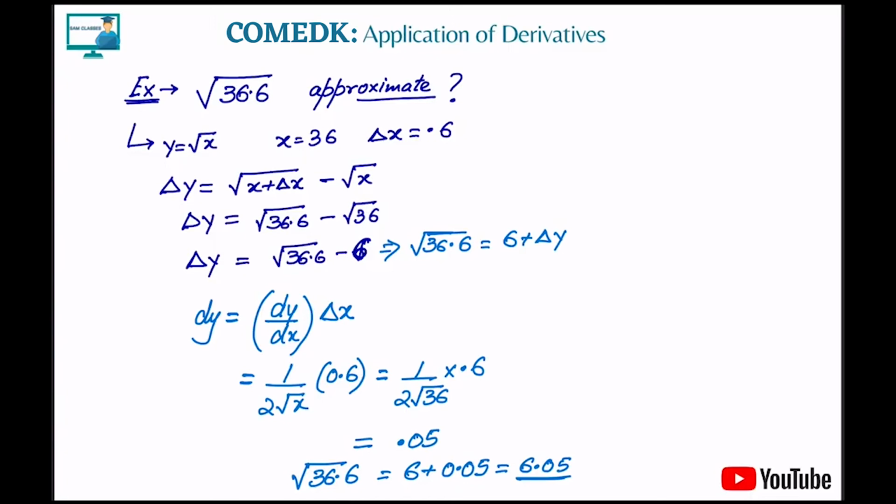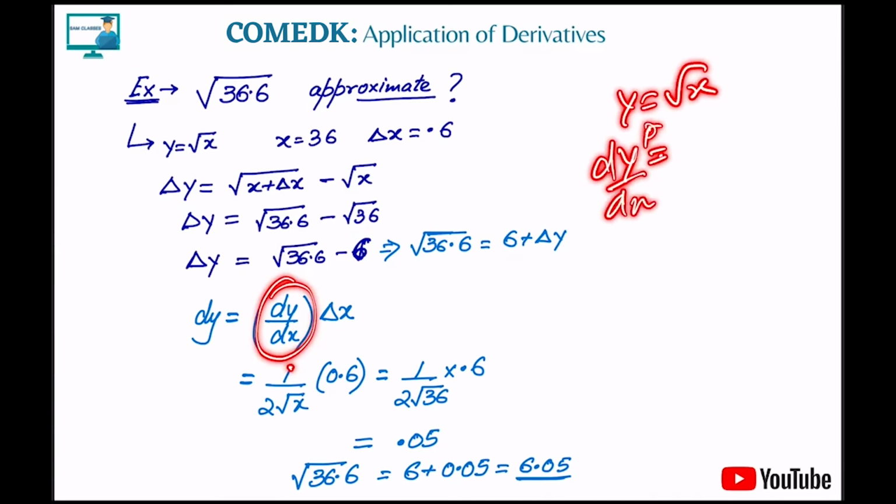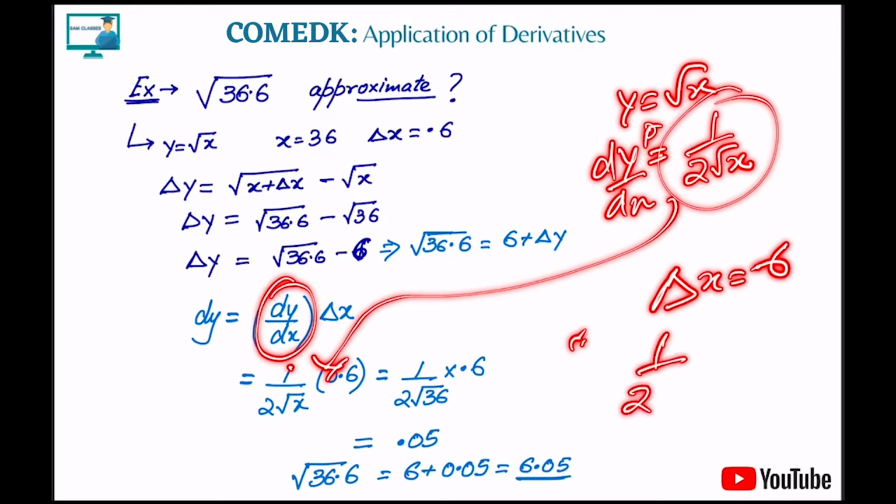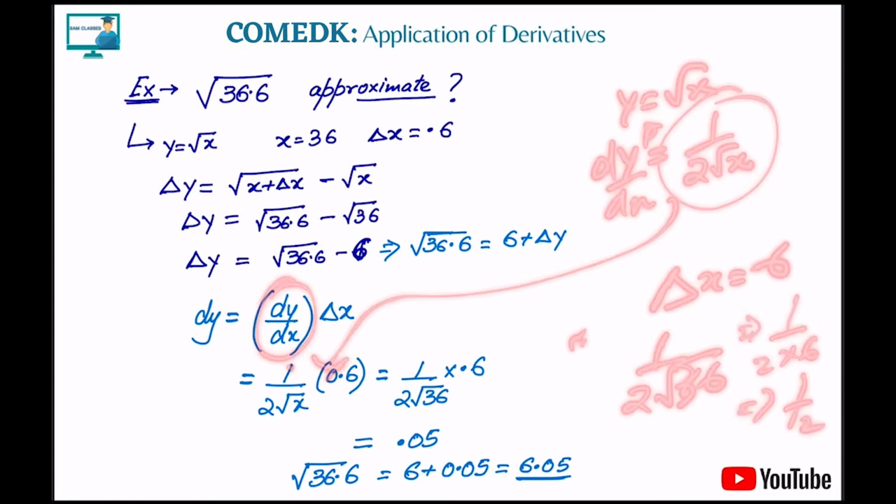So I already know dy by dx. y is equal to root x, so y dash, or the derivative of y, or dy by dx, is equal to 1 by 2 root x, correct. I'll substitute that, and delta x is 0.6. In 1 by 2 root x, put the value 2 root of 36, so I'll get 1 by 2 into 6, which is 1 by 12. So 1 by 12 into 0.6.